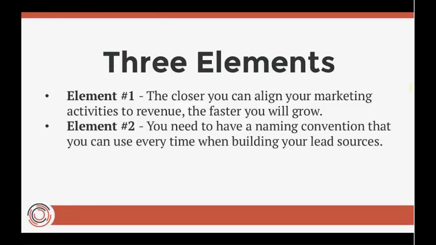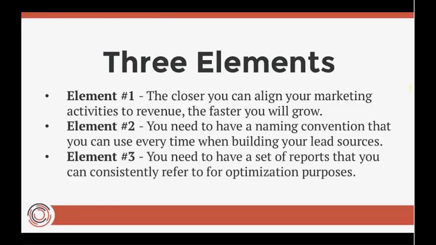The second one is, you need a naming convention that you can use every time when building your lead sources. It has to be consistent. It has to be something that is easy to do, and everybody on your team or your clients that you're working with can do it. The next thing is, you need a set of reports that you can consistently refer to for optimization purposes.